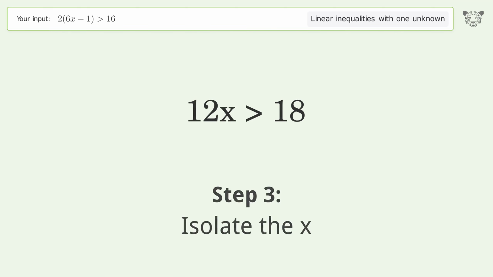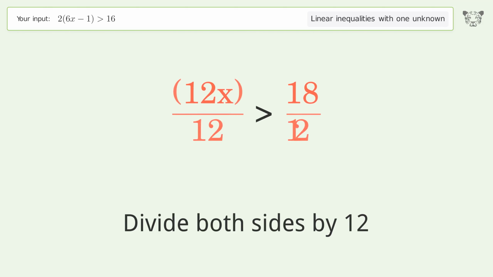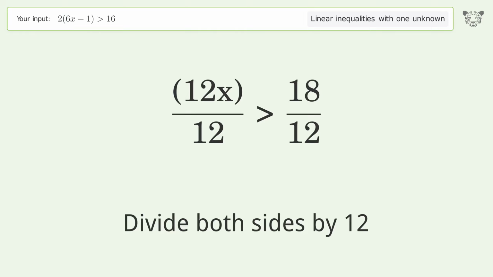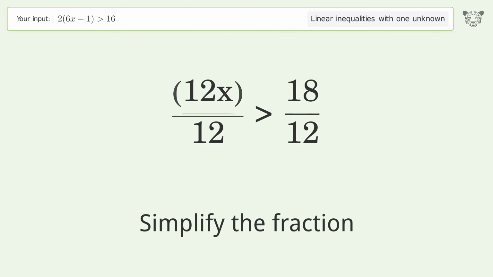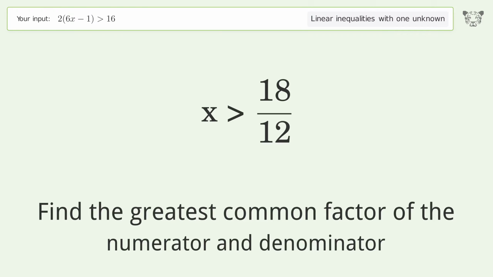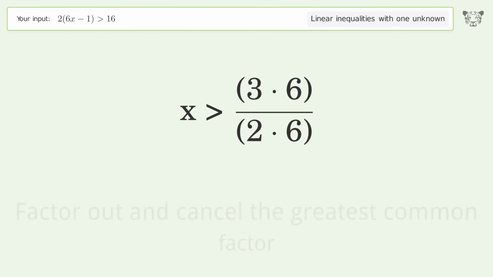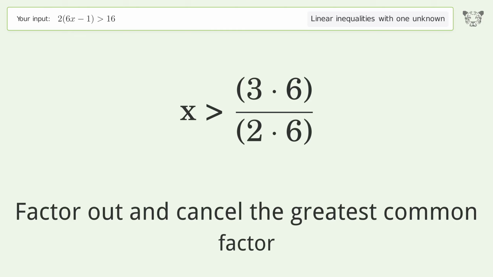Isolate the x. Divide both sides by 12. Simplify the fraction. Find the greatest common factor of the numerator and denominator. Factor out and cancel the greatest common factor.